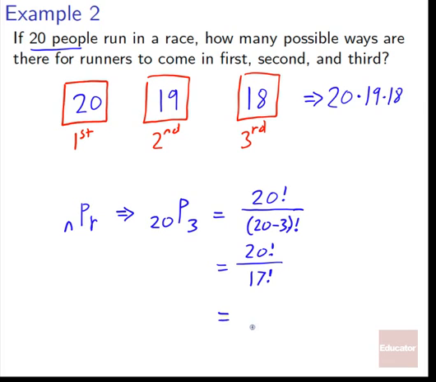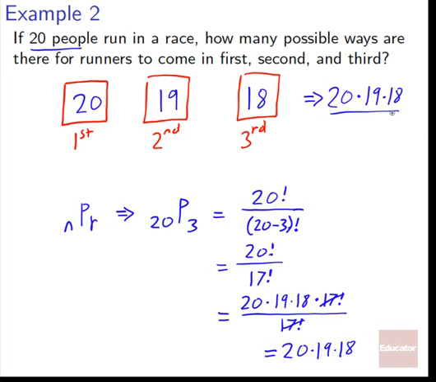We can rewrite 20 factorial as 20 times 19 times 18 times 17 times 16 times 15, well, 17 all the way down to 1. We can also just write that as 17 factorial. And now we've got the same thing on the top and the bottom: 17 factorial on the top, 17 factorial on the bottom. They cancel out. We're left with 20 times 19 times 18.